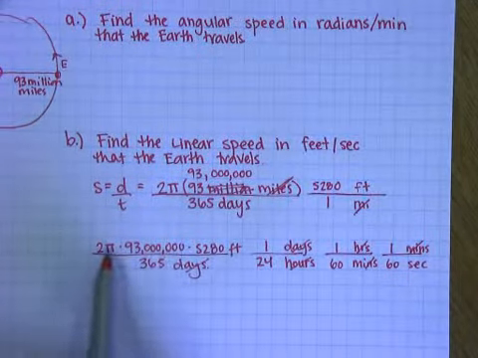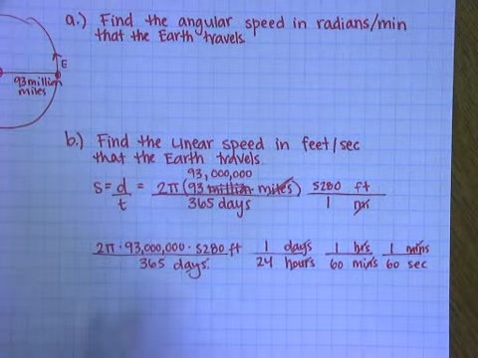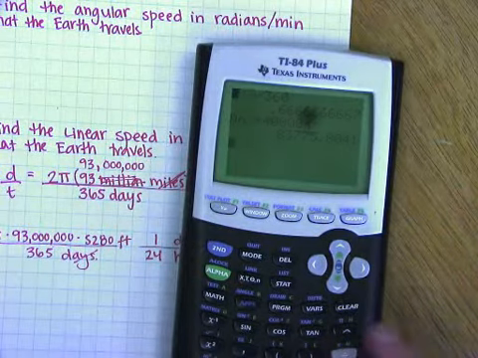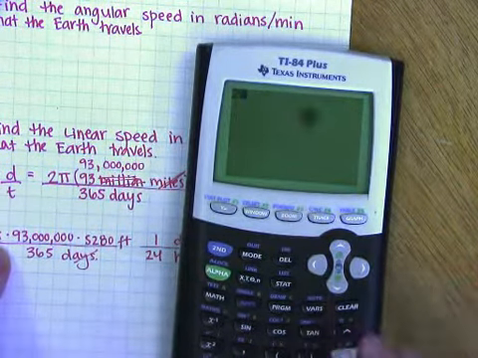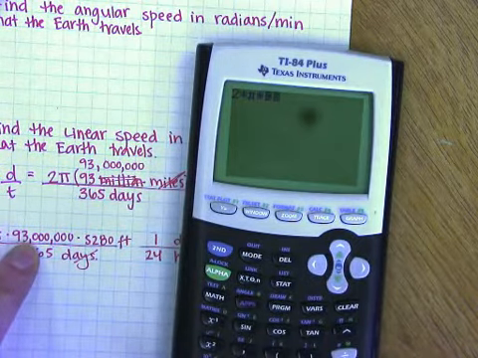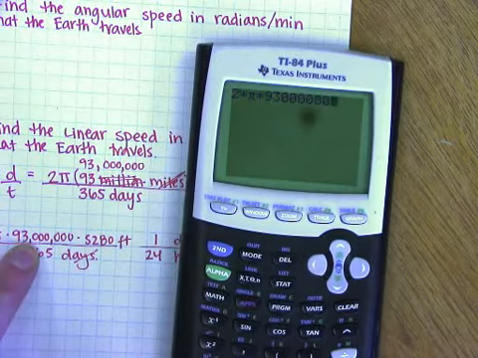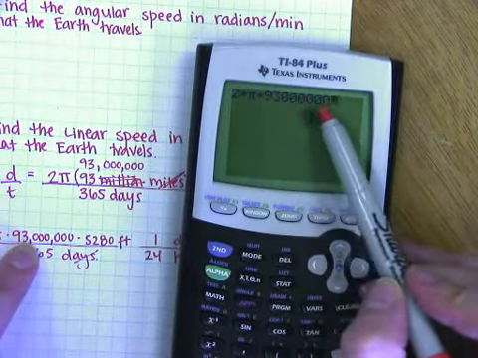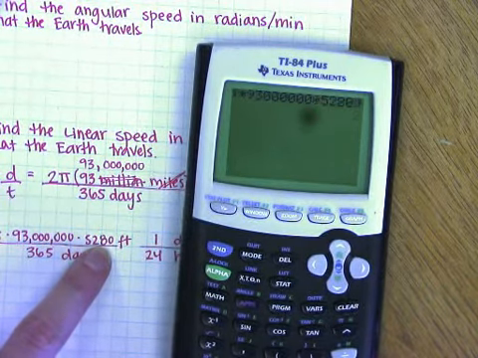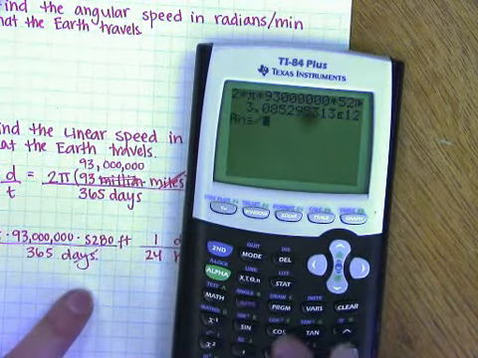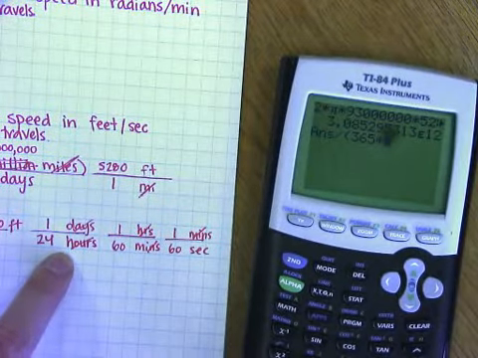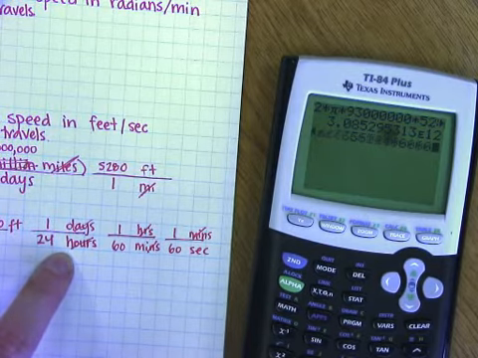Okay. So I'm going to go ahead and multiply top times top, and then bottom times bottom, and then I'll divide those two answers. So on my calculator, clear that out. Let's see, I've got 2 times pi times 93 million. Let's make it 6 zeros. Good. Times 5,280. And it ends up with a big number. And I'm going to divide that by 365 times 24 times 60 times 60.